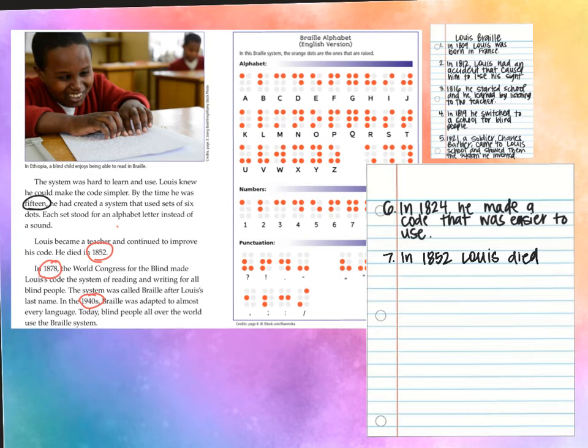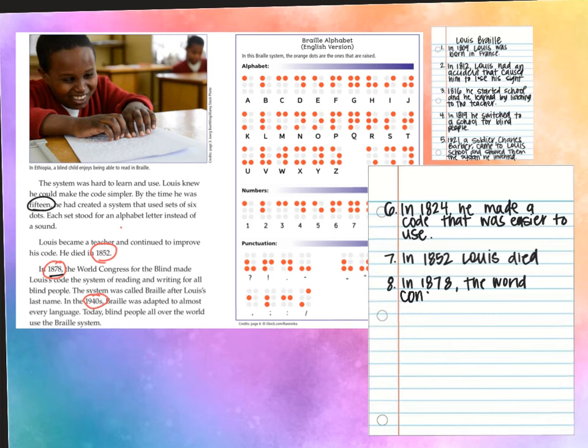Okay, so some important things happened in that last paragraph. In 1878, I would think that would be an important event because that's when the World Congress for the Blind made Lewis's code the system for reading and writing for all blind people. So that's going to be event number 8, and that was in 1878. We can say the World Congress for the Blind.